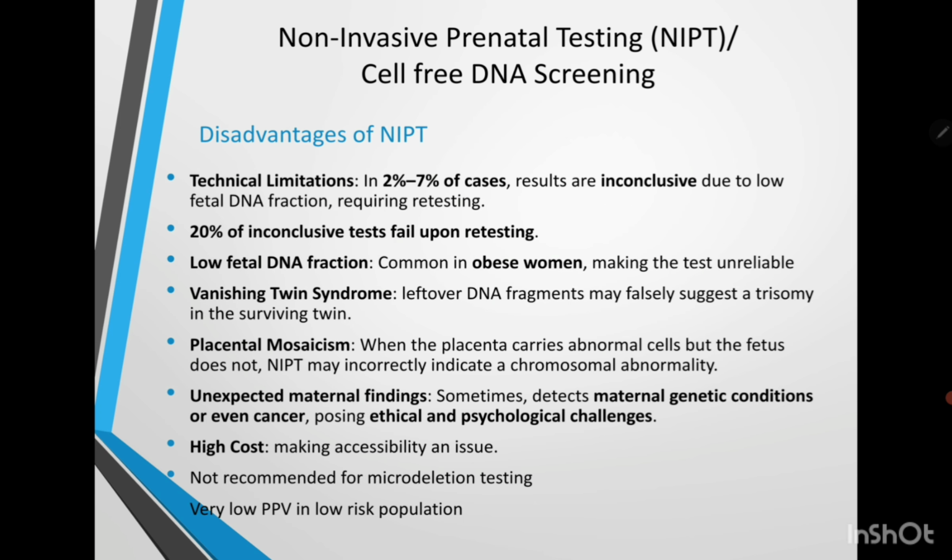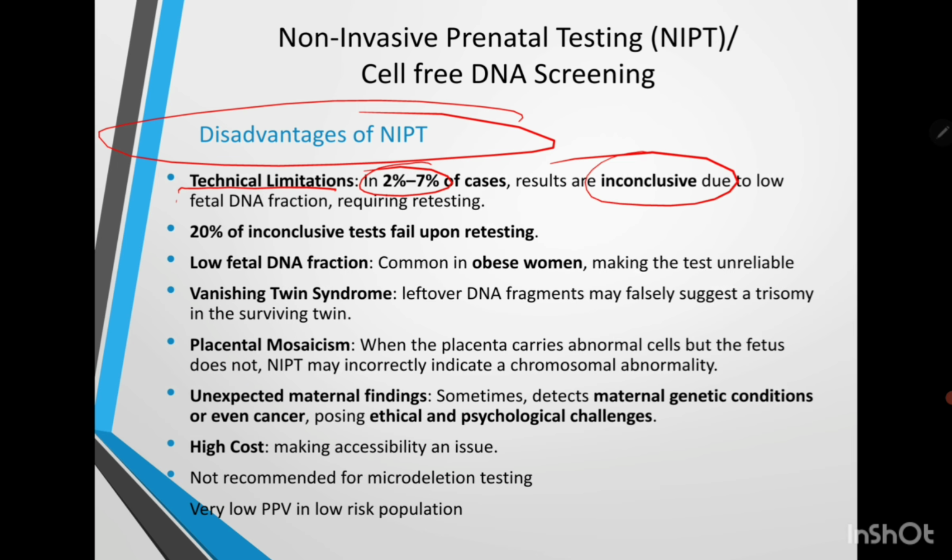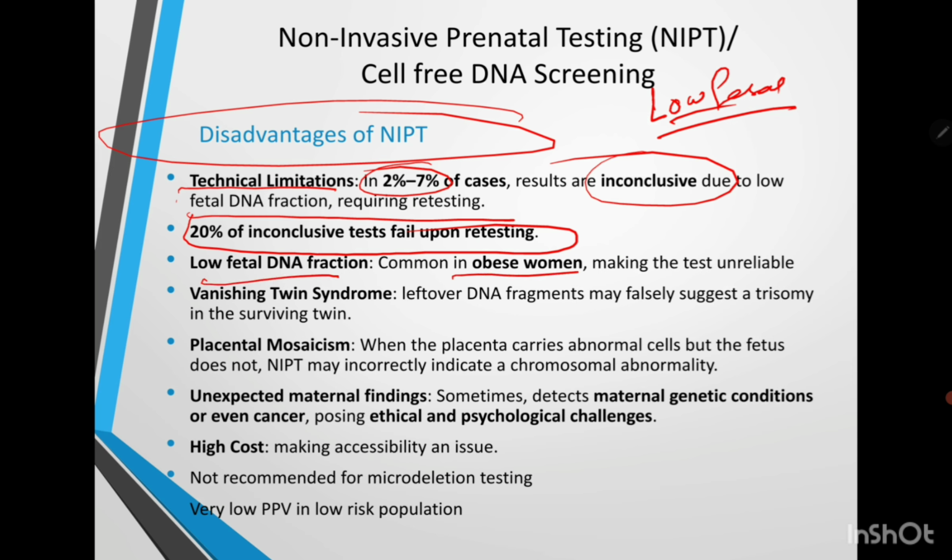Okay, very very important. What are the disadvantages of NIPT? The technical limitations: in 2 to 7% of cases, results are inconclusive due to low fetal DNA fraction and require retesting. 20% of inconclusive tests fail upon retesting. The disadvantage is a low fetal fraction, very very important. The low fetal fraction is the main disadvantage that will cause inconclusive results, so you need repeat testing. Low fetal DNA fractions are common in obese women. If you have an obese woman, the test is unreliable.